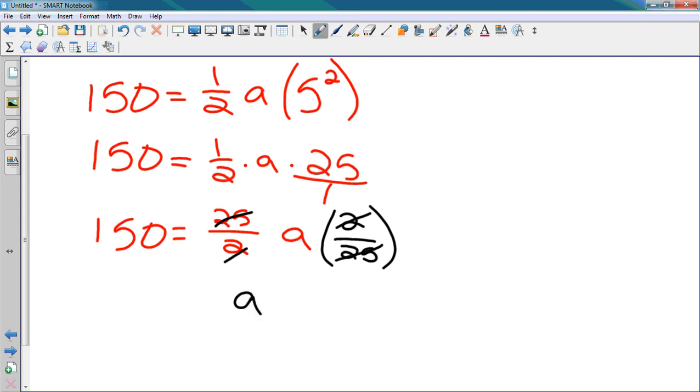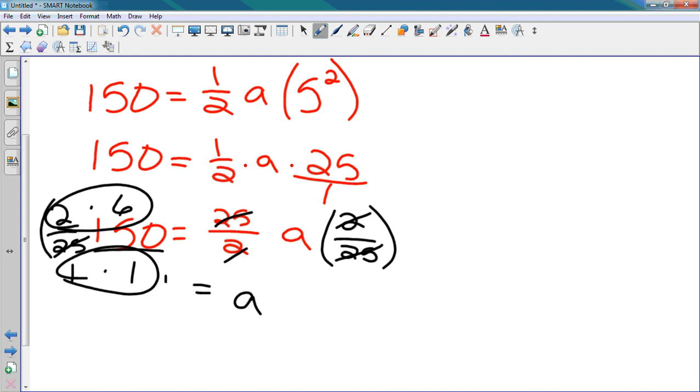So then I have a on this side, and I have to do the same thing to this side. Well, watch what happens. Can you cross-reduce here with 150 and 25? Now do you see why I wanted to do that? What's 150 divided by 25? 6. So what does a equal? 6 times 2, 1 times 1. 12.